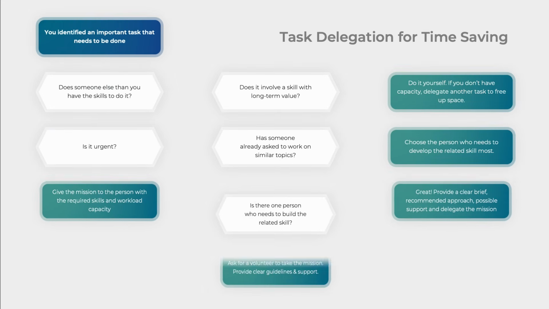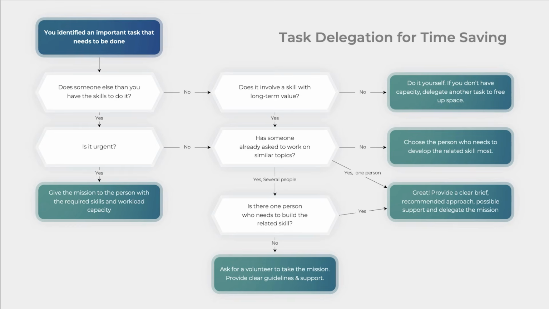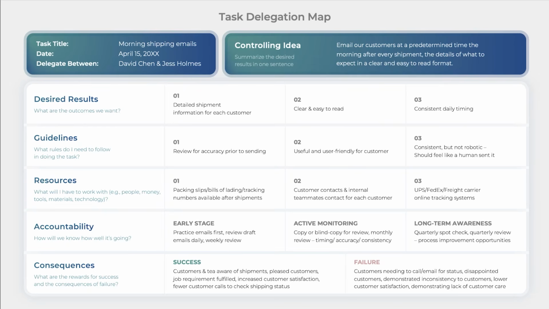Now, a sure way to save time is by passing on certain tasks to someone else who has both the capacity and bandwidth. And if you wonder if a task can be delegated, consider referring to this decision map. To provide guidance on the delegated task, use this table to detail the desired results, rules and guidelines, resources involved, accountability, and consequences for success and failure.